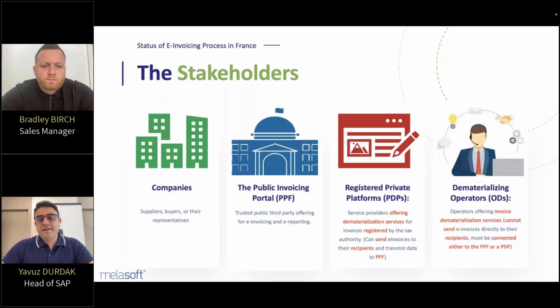In addition to the public portal, in France, different from most countries, there are also registered private platforms, which are called PDPs. These platforms provide dematerialization services, especially for invoices, and are registered by the tax authority. They can send invoices to their recipients, and they can transmit data to the PPF, the public invoicing portal. And finally, we have dematerializing operators, the ODs. These operators are similar to registered private platforms, providing the same dematerialization services, but they cannot send e-invoices directly to their recipients. In order to send invoices, they should be connected either to the PPF, the public invoicing portal, or to the registered private platforms, PDPs.